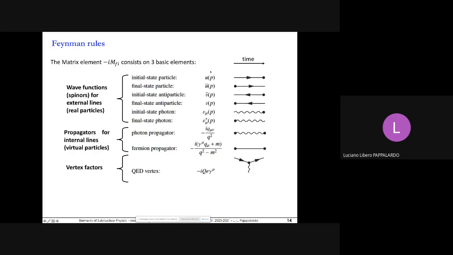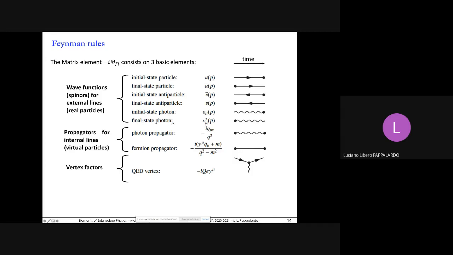So this slide summarizes essentially the Feynman rules that I gave you before. Okay, so when you write down the matrix element, -iM, it consists of 3 basic elements: the wave functions, so essentially the spinors for the external lines, the propagators for the internal lines, which are our virtual particles, and the vertex factors. Okay, so indeed, for the fermion, we have solid lines, which are moving forward in time for the particle solutions and backward in time for the antiparticle solutions. These are, of course, Dirac spinors.